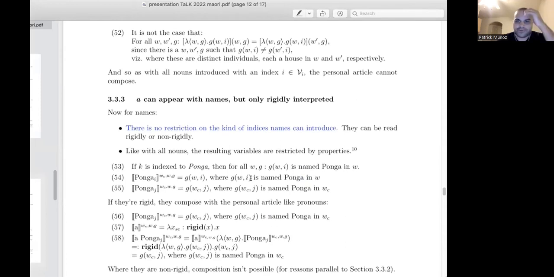So the interesting part then comes with names. Remember, there's no restriction on names. They can be rigid or non-rigid. And I think this is correct cross-linguistically. Names are special in that they have no special restriction on whether they're rigid or not, with the caveat that non-rigid names are, let's say, pragmatically marked. They need special discourse considerations to introduce them, but I think the grammar generates them just fine.